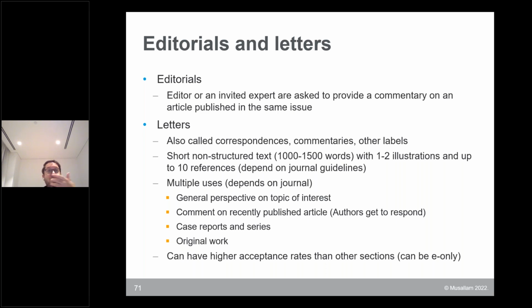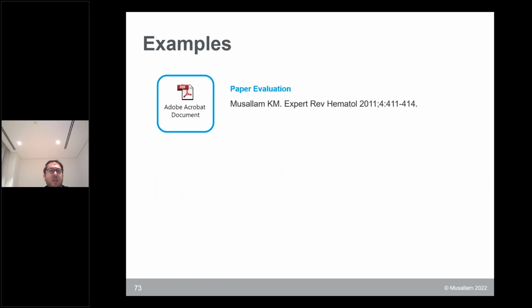So for me, even if it's an original study, I'd rather have it as a letter in the Lancet than an original article in a low impact factor journal. And I'll show you a few examples here.